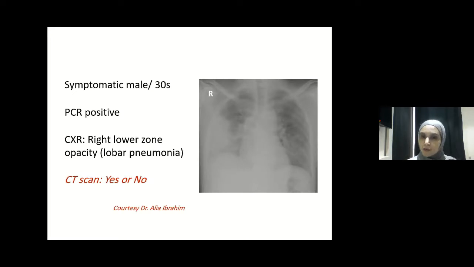Another feature of COVID-19 pneumonia is seen in this young male patient who is symptomatic and tested positive, and his chest X-ray also was positive, showing a lobar pneumonia in the right lower lobe. The physician requested a CT, but according to the recommendation, CT is not indicated, because we have positive symptoms, a positive swab, and a positive chest X-ray. That is more than enough to proceed and continue treating the patient and monitor the patient's response with only repeated chest X-ray.